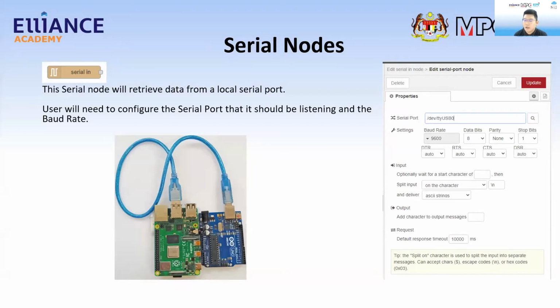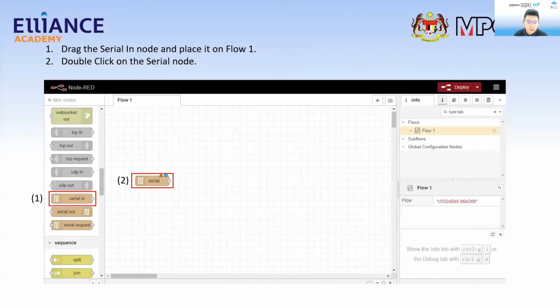Yang dalam node dalam Arduino dan Raspberry, you boleh tengok kami connect guna satu wire hitam kan? Itu wire hitam itu bernama serial communication. Dari Arduino dia guna serial communication untuk transmit itu data ke dalam Raspberry Pi sini. Semasa kami guna ini, kami akan tukar serial port ke USB 0 dan tukar baud rate. I will go through the slide first, dan kami akan buat dalam Node-RED bersama-sama.